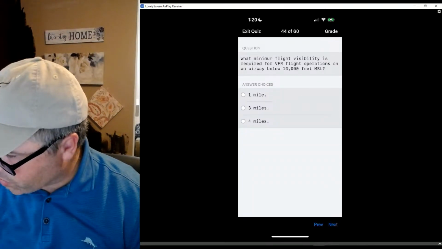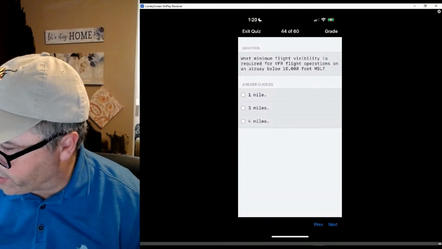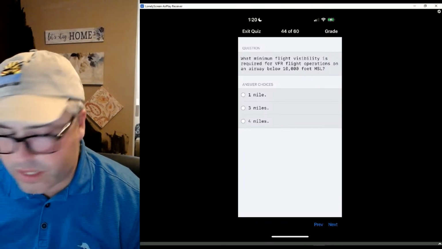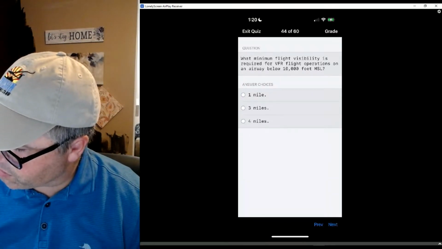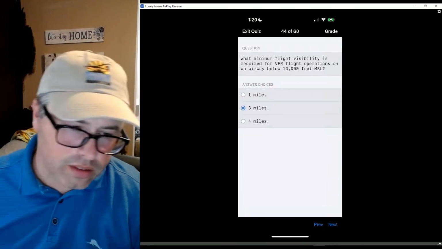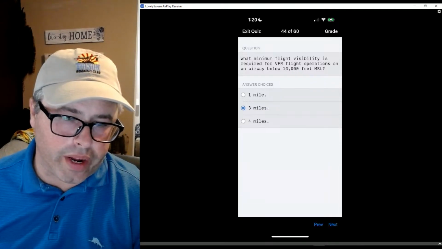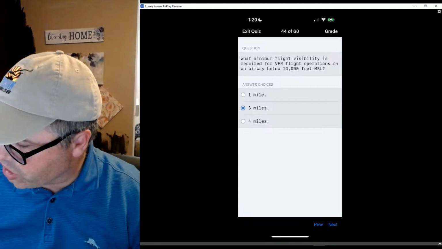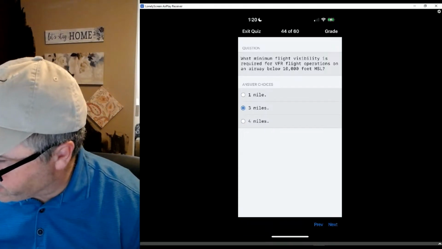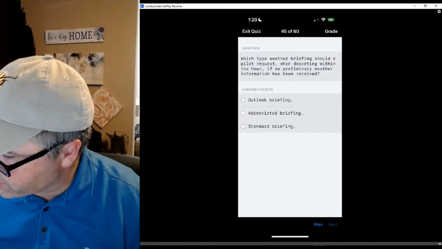Okay. What minimum flight visibility is required for VFR flights on an airway below 10,000 feet? Okay, you're on an airway, not just class Golf airspace. It's going to be actually on an airway. Okay, 3 statute miles. Okay, for class G airspace, just out in the middle of nowhere, then it would be 1 mile. But when it's on an airway, it's going to be 3.